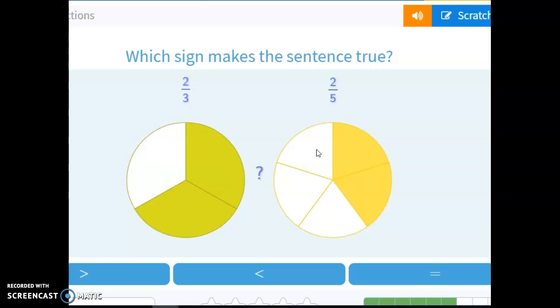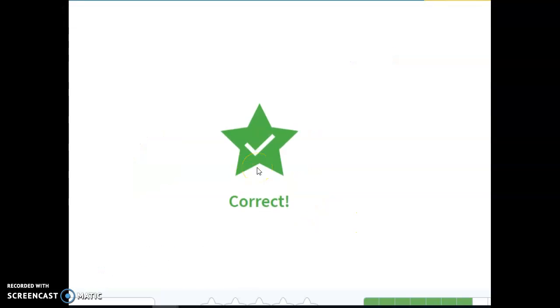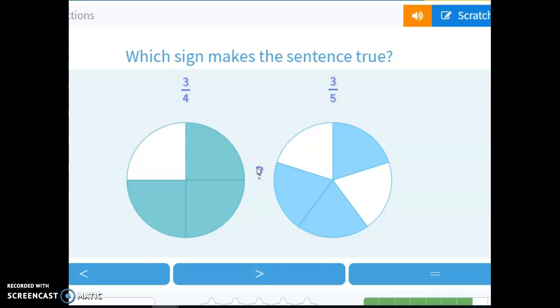Which sign makes the sentence true? Alright, I'm going to look again and see which one has more space colored in. Well, 2/3 is more colored in than 2/5, so I'd say 2/3 is greater than, oh, I almost clicked the wrong one, 2/5. Okay, let's look at this one also. You have to look at it carefully. They each have 3 spaces colored in. That doesn't make them equal. Which fraction is more colored in the circle? The answer would be 3/4 is more colored in. So 3/4 is greater than 3/5.